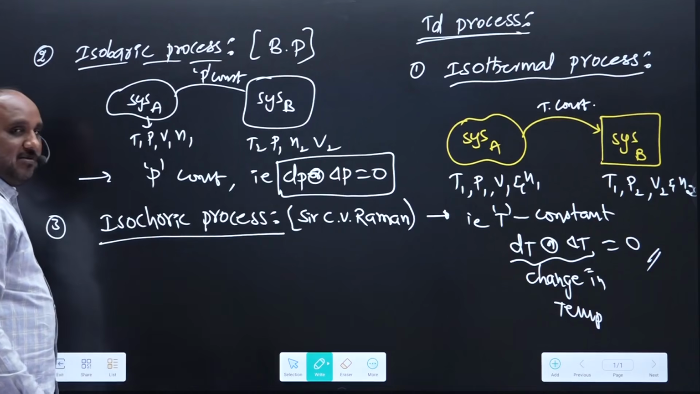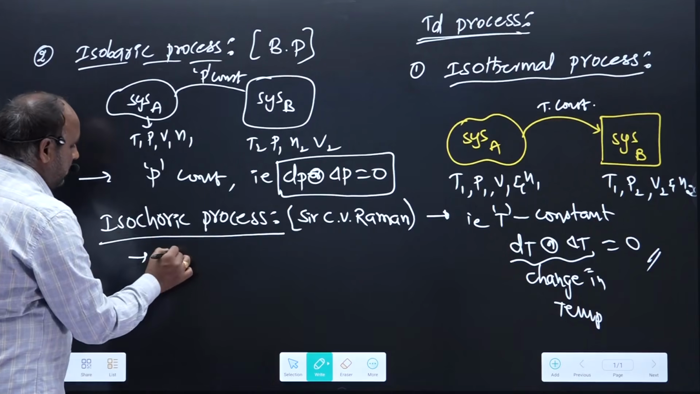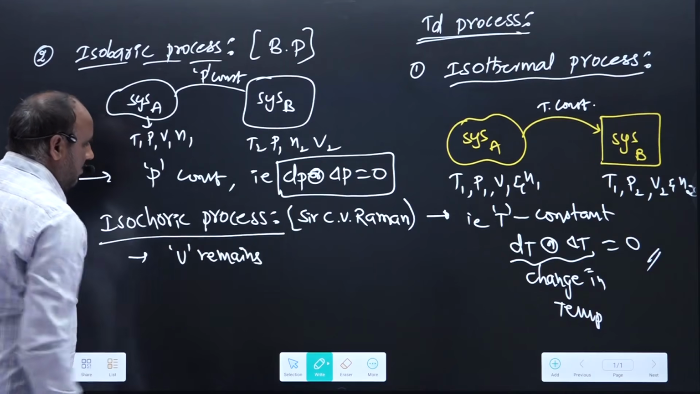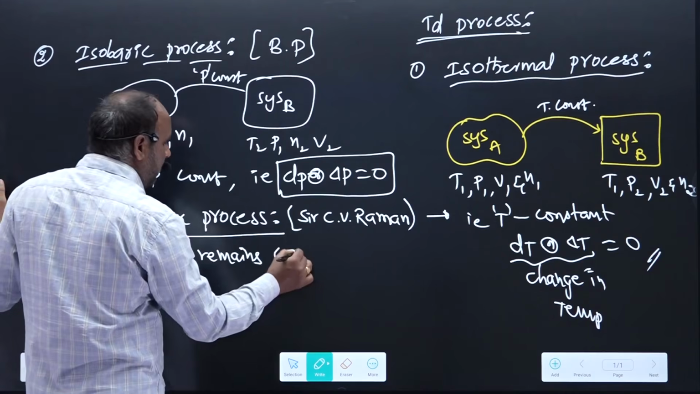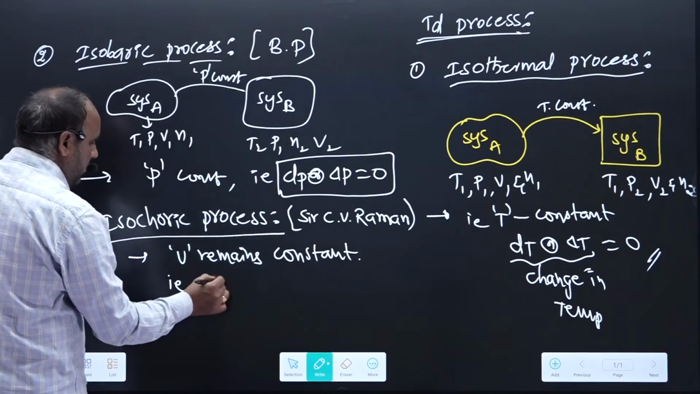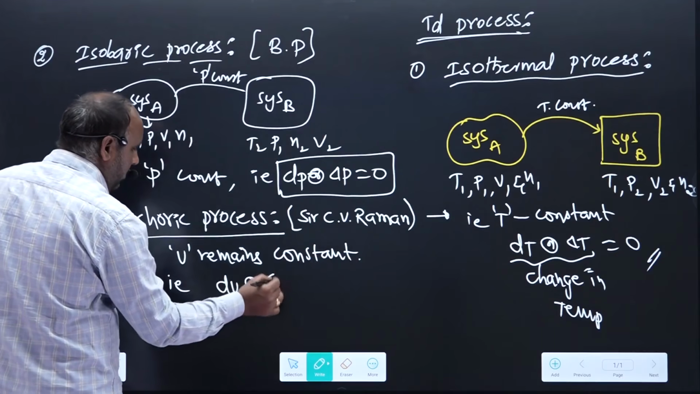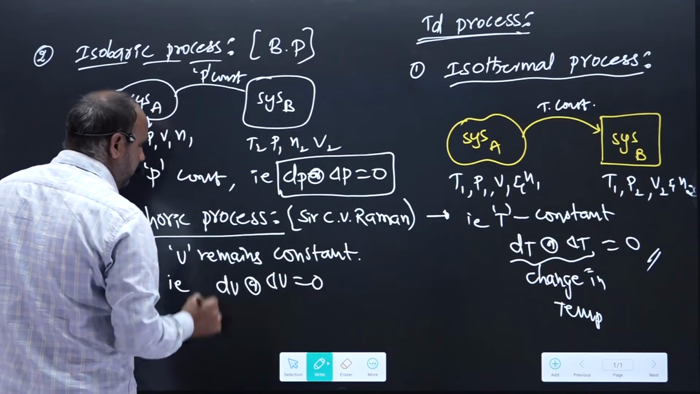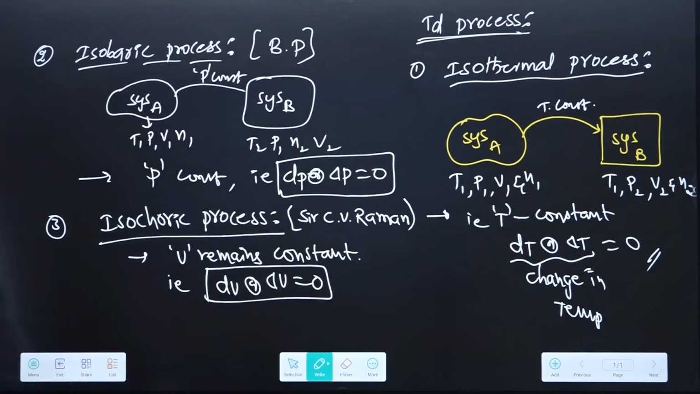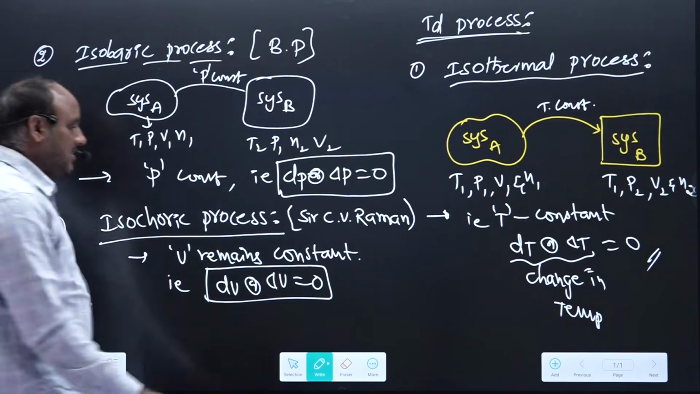Isochoric process means volume is constant. Just volume remains constant, that is, the change in volume dV or delta V is equal to 0. So how many processes so far? Isothermal, isobaric, isochoric process.